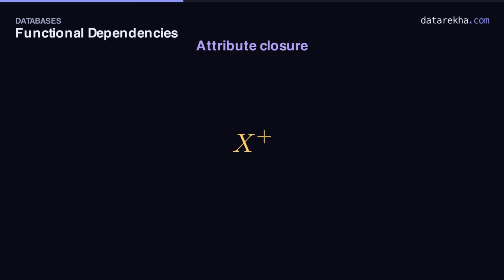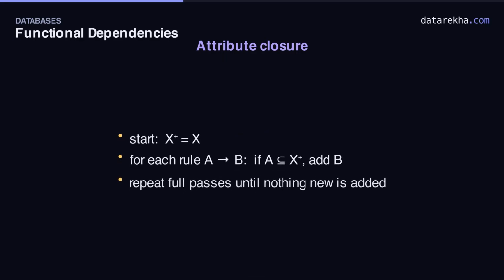Applying axioms by hand is fiddly. One clean tool answers almost every question about dependencies. The attribute closure. The closure of a set X, written X plus, is every attribute that X determines directly or through a chain. The algorithm is a simple loop. Start the closure as just X. Then scan your dependencies. Whenever a rule's entire left side already sits inside the closure, pour its right side in. Keep sweeping until a full pass adds nothing new.